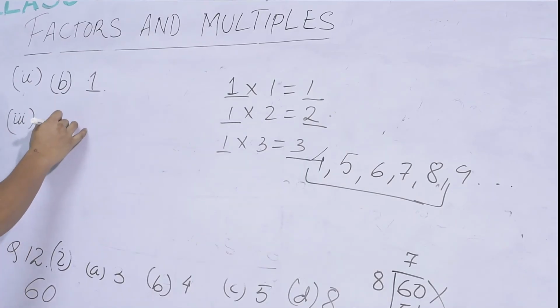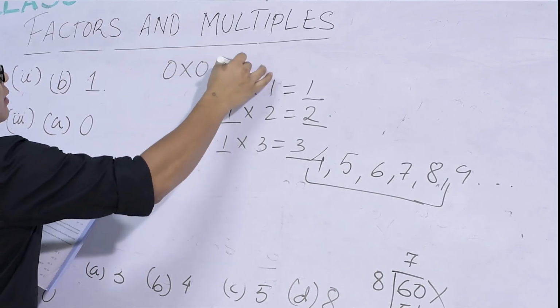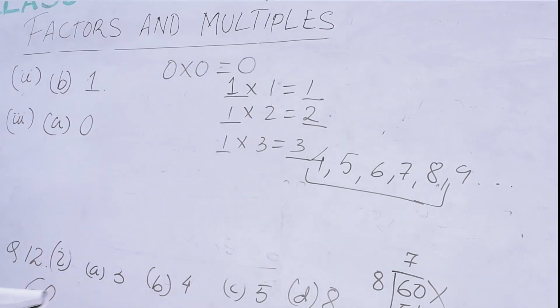The third one is, which of the following is not a factor of 0? The answer is quite obvious, it will be 0. Because what's the point in multiplying 0 into 0 into 0, right? So your answer will be 0.